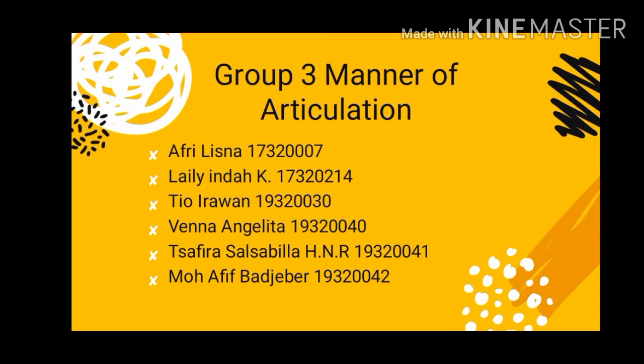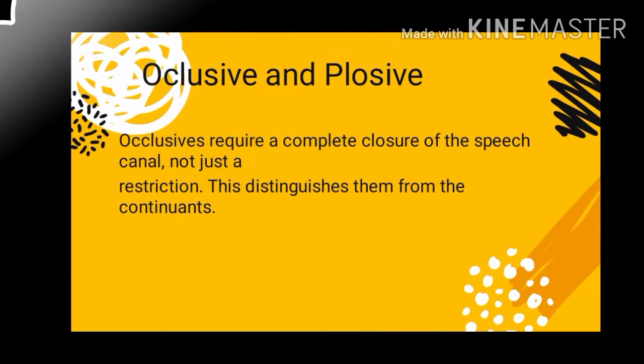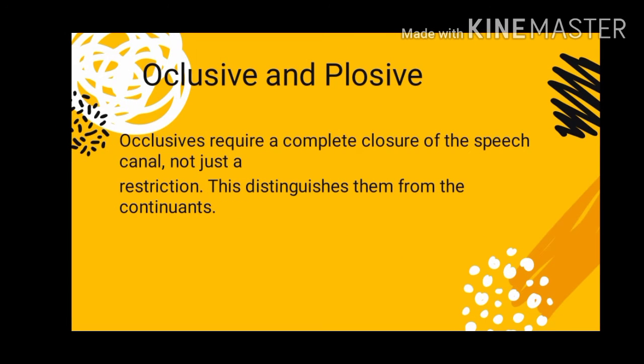Okay, let's start the presentation. Now we are moving to occlusive and plosive. What is occlusive? Sometimes known as a stop, it is a consonant sound produced by occluding, or we may call it blocking, airflow in the vocal tract. Occlusives require a complete closure of the speech canal, not just a restriction. This distinguishes them from the continuants.